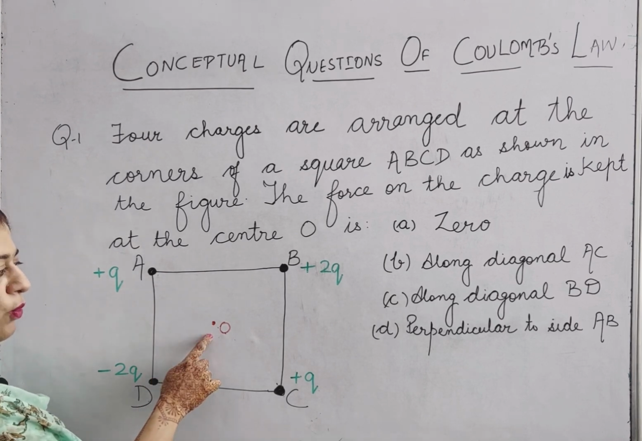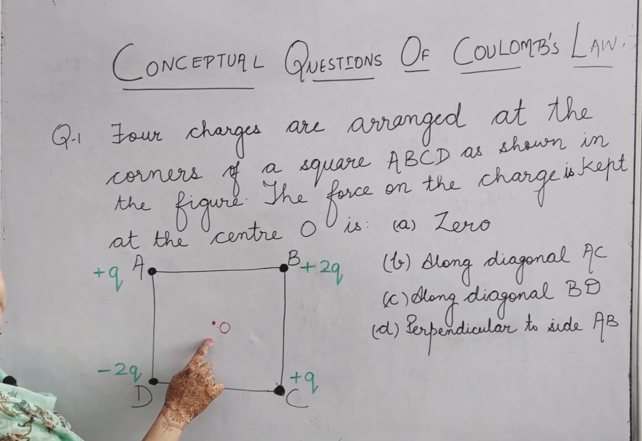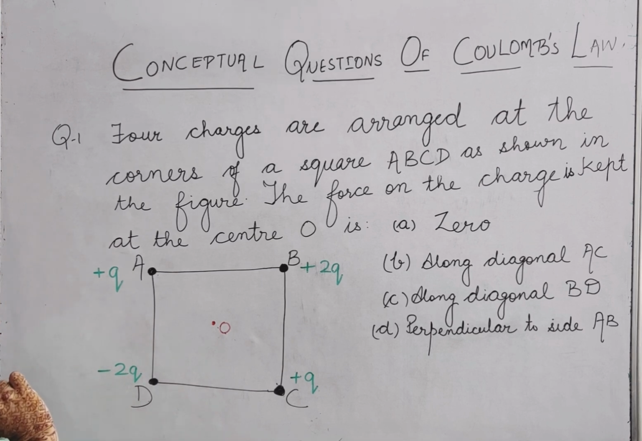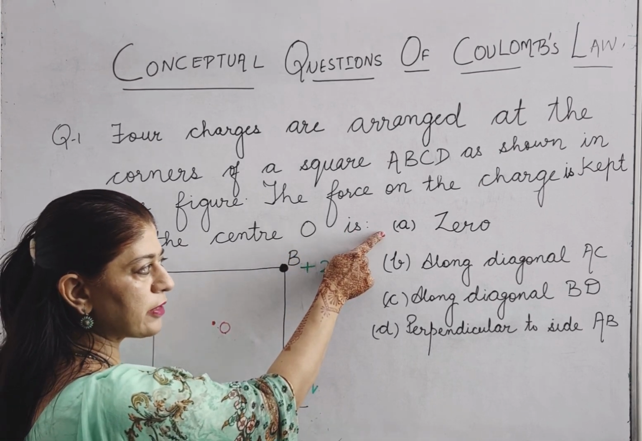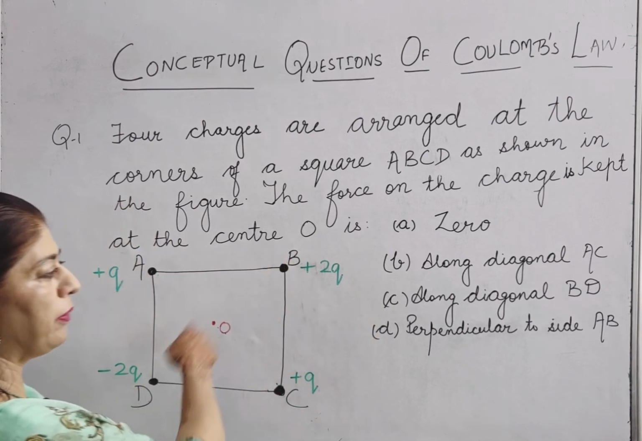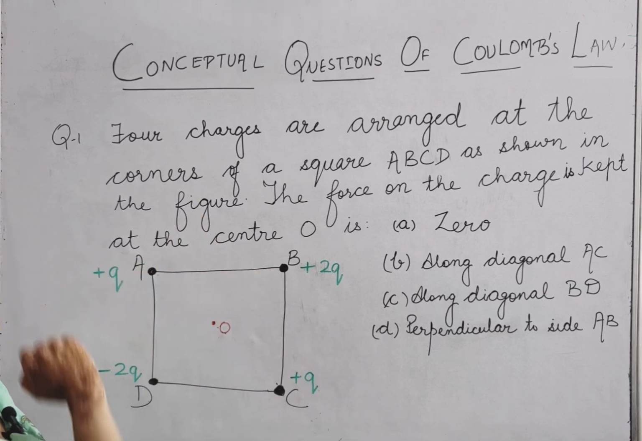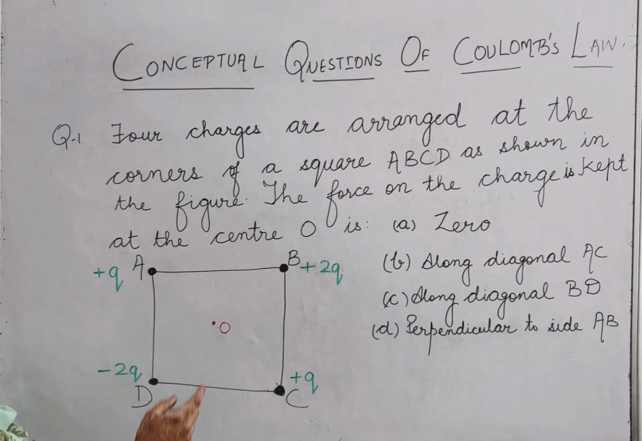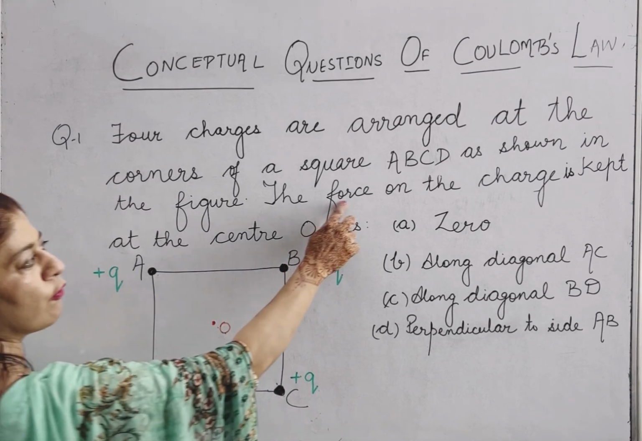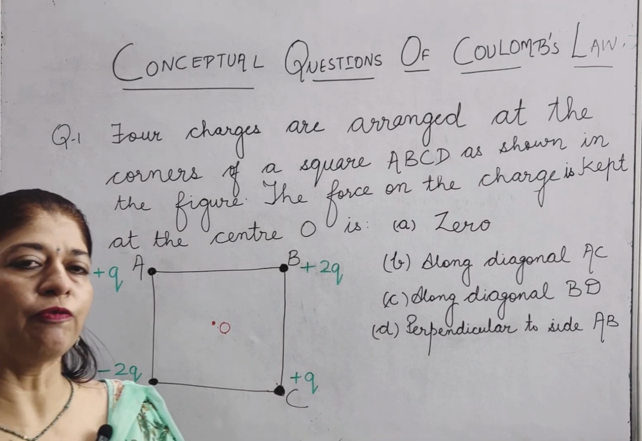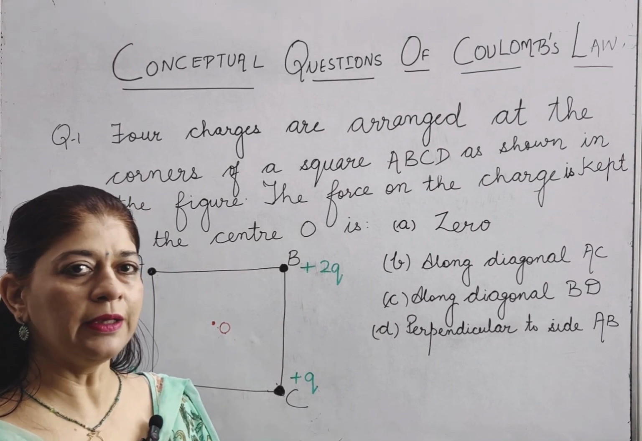Here, at the center O of the square, a test charge is being kept, and it has been asked how much force is experienced by this charge kept at the center O. And the options given are it may be 0, or it is along diagonal AC, or along diagonal BD, or it is perpendicular to the side AB. So these are the options given for the problem. Now at O, we want to find out the force, and the force will be given by the charges. So we will be applying Coulomb's law, because Coulomb's law is applicable for the force produced because of the charges.